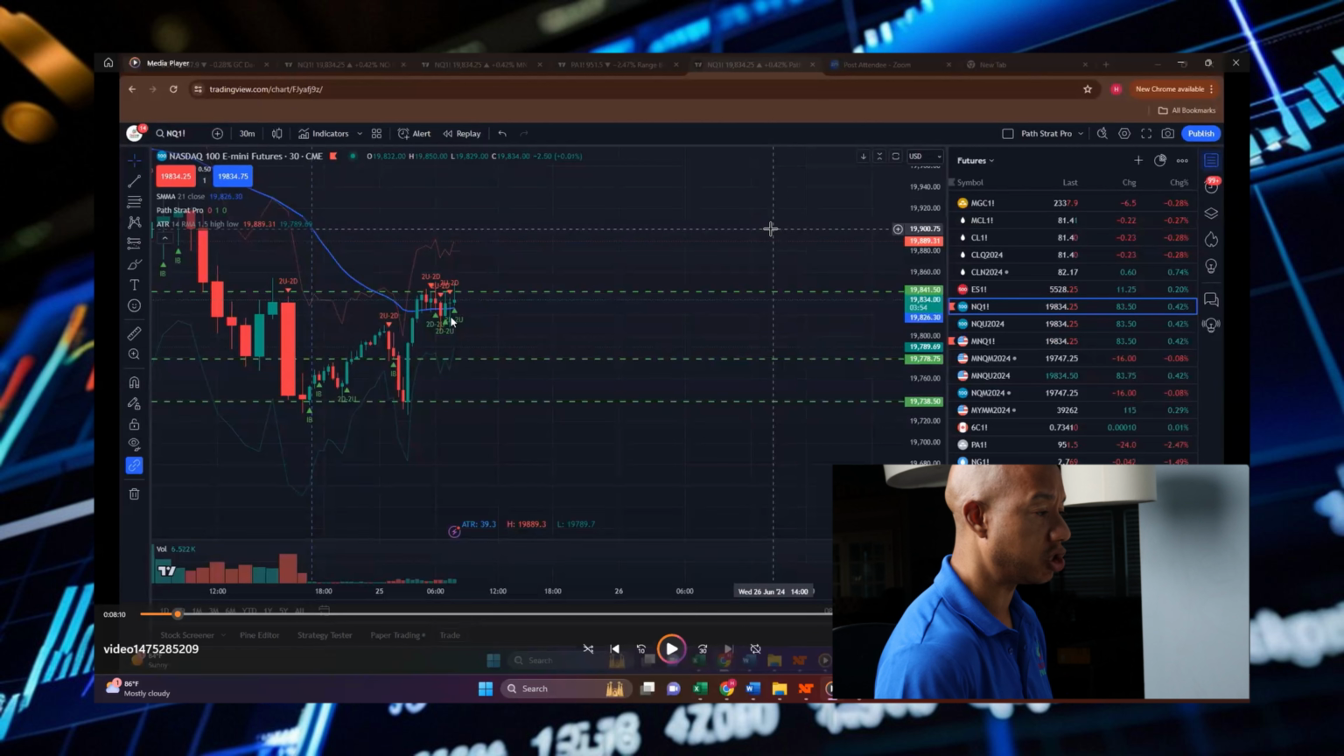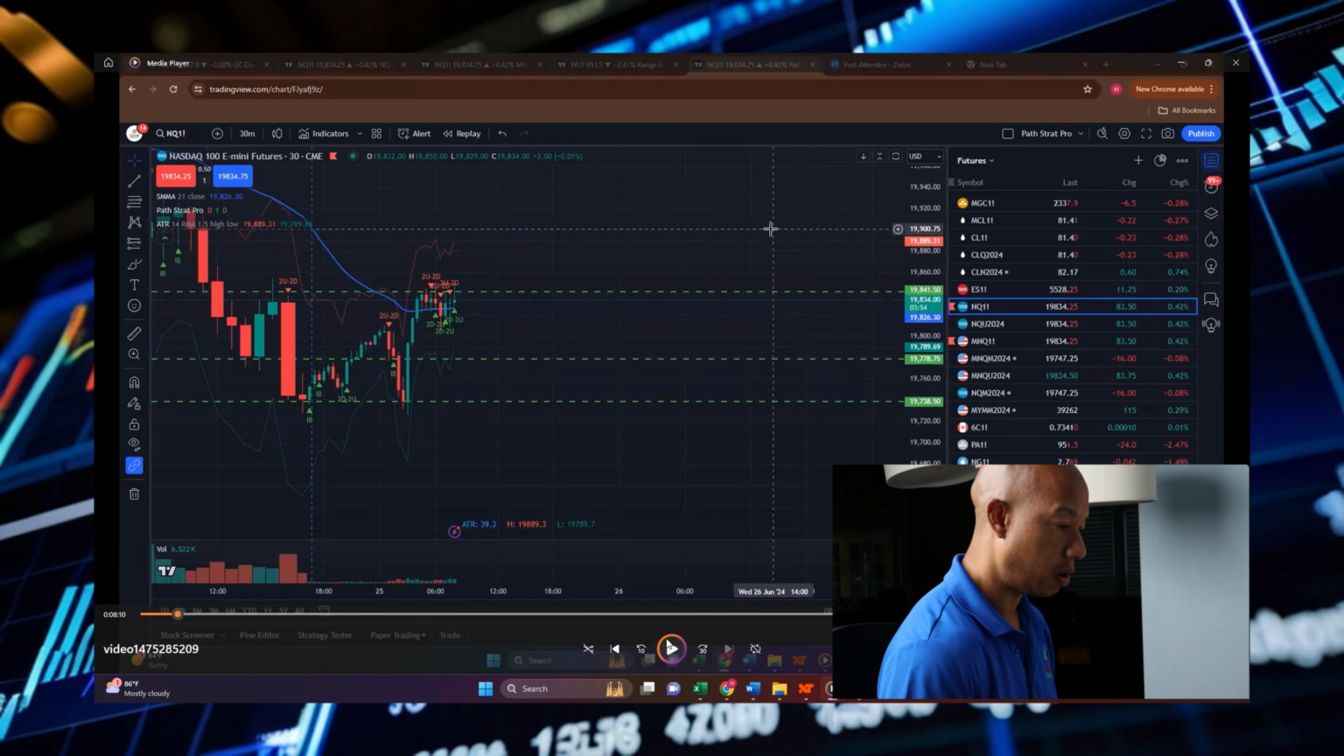So I'm not looking for any shorts. I'm looking for a long. And since I'm doing the 2-2 reversal, I only want a 2 down followed by a 2 up. All right, so let's go.